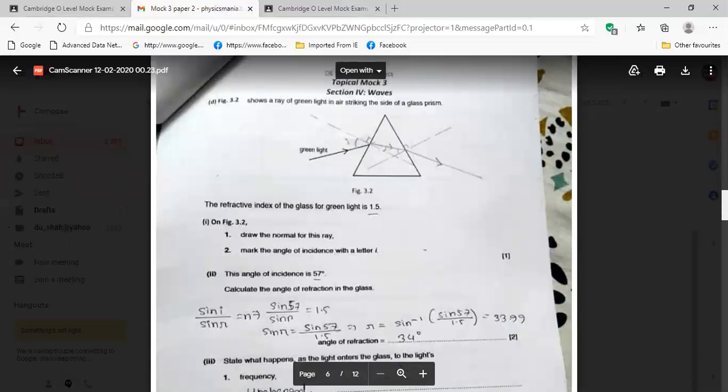Then D, let's see. The refractive index of the glass for green light is 1.5. Draw the normal for this ray. Mark the angle of incidence. The angle of incidence is 57 degree. Calculate the angle of refraction. So you got 34 degree. Yes, sir.